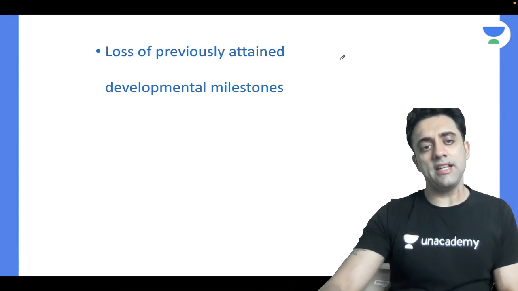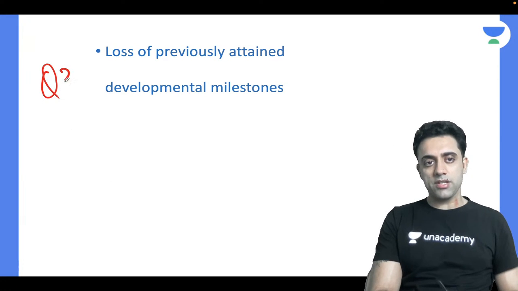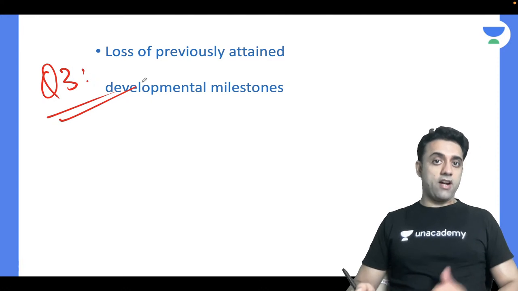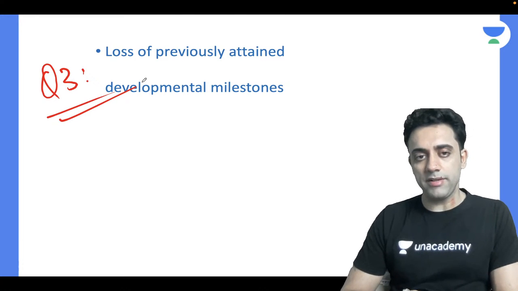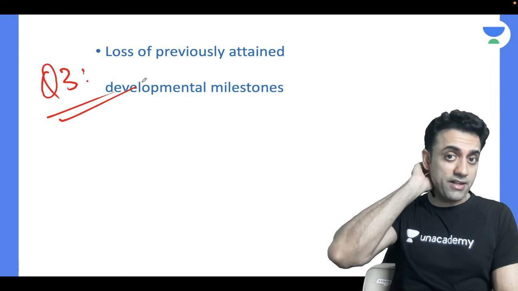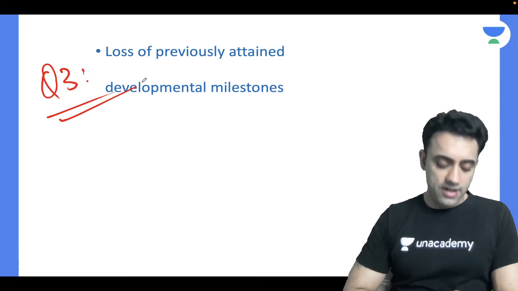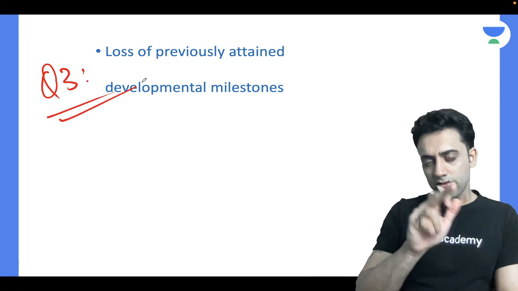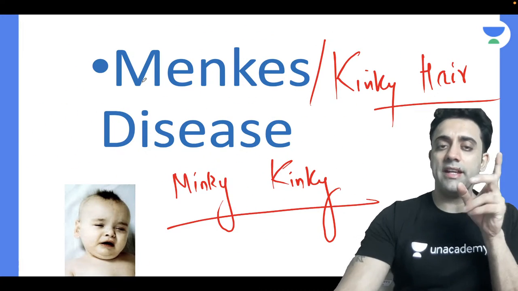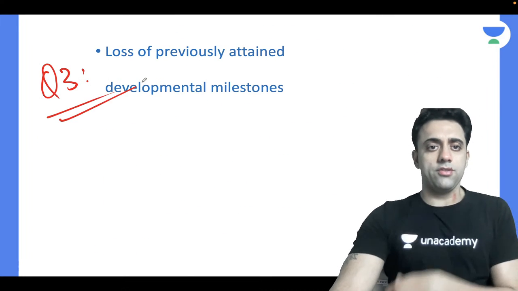And also, yes, there is a loss of previously attained milestones. Again, PG entrance question number 3, a 1.5 month old baby came with complaints of loss of milestones or developmental regression. Ek hota positive regression, ek hota negative regression. So developmental regression in milestones. So this also is one disease, Menke disease. Menke disease also can cause this problem. Okay, that you should know.